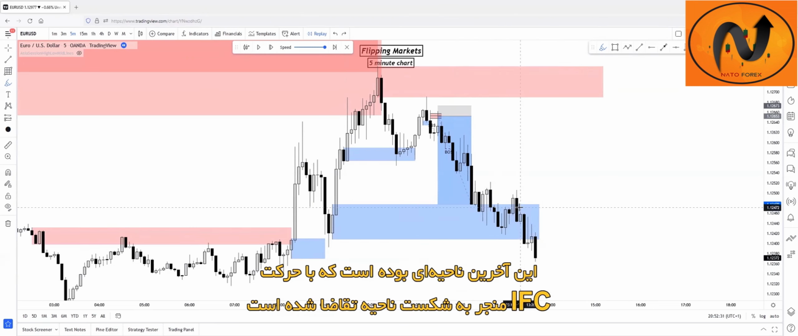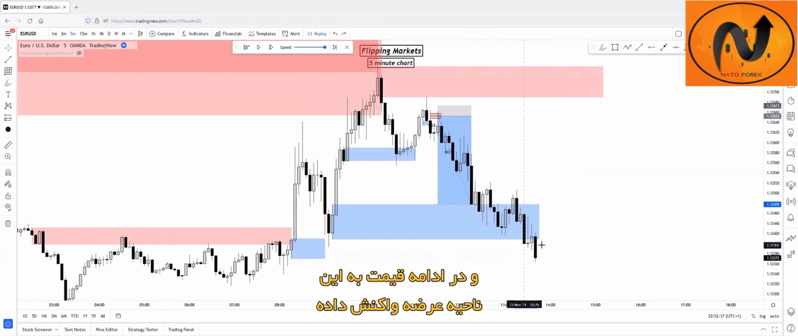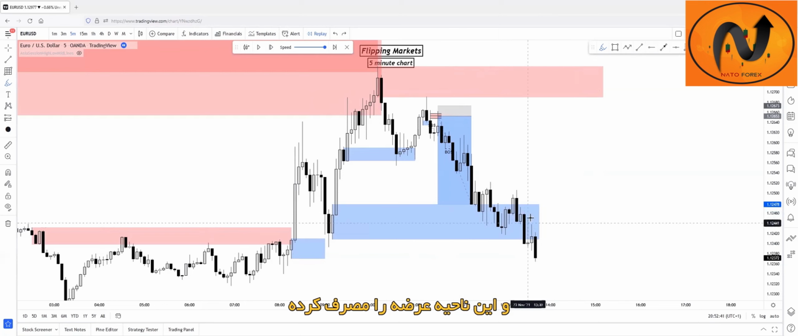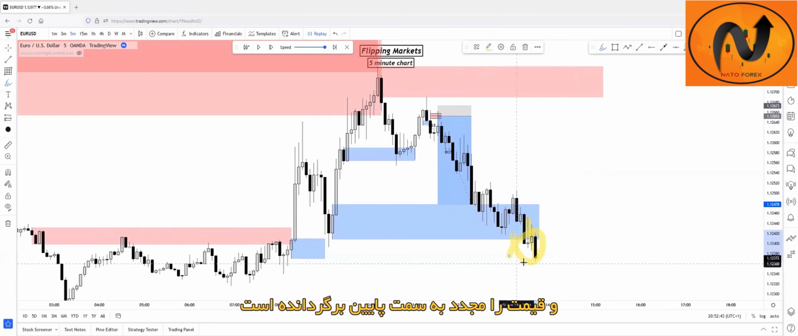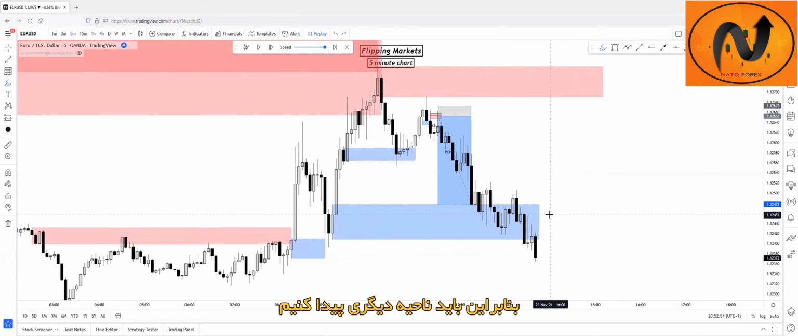As you can see, this was the supply zone that caused the inefficient push to the downside, swept liquidity from this region, and actually the price reacted on the supply zone, mitigated this supply zone already, reacted on it, and reversed the price to the downside again. So the zone that has been created, the last demand zone break, has been already mitigated. So we will have to find another zone.